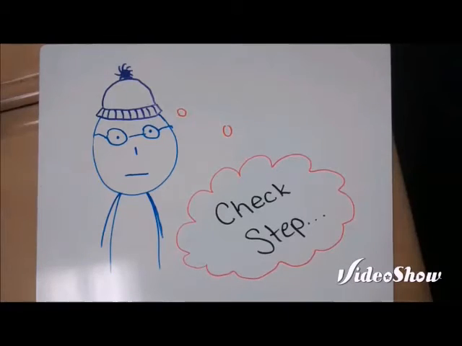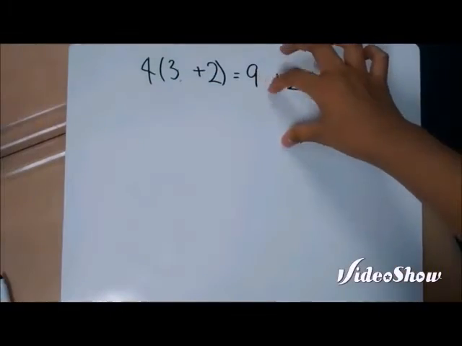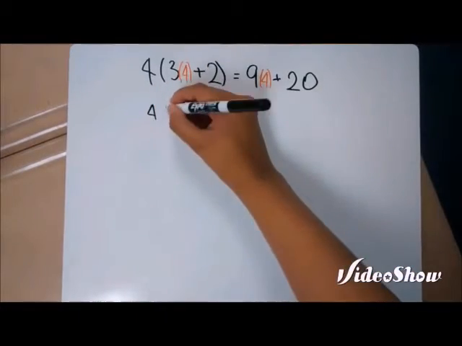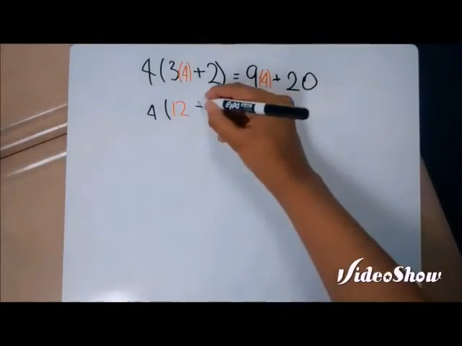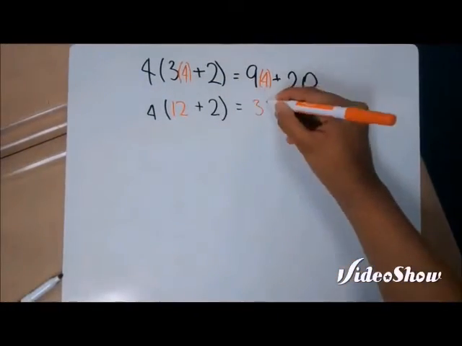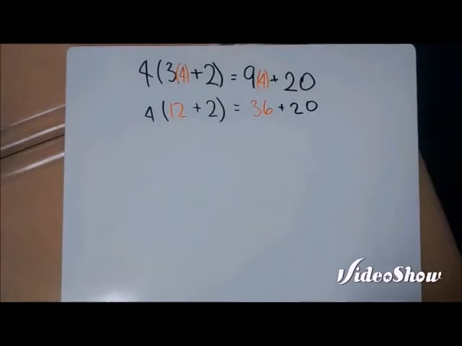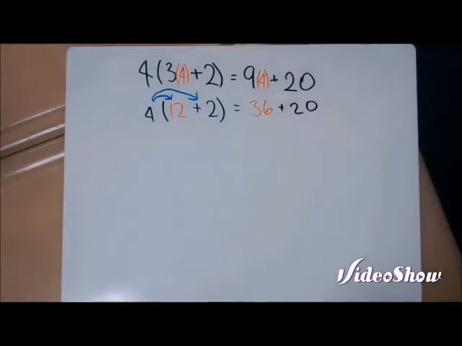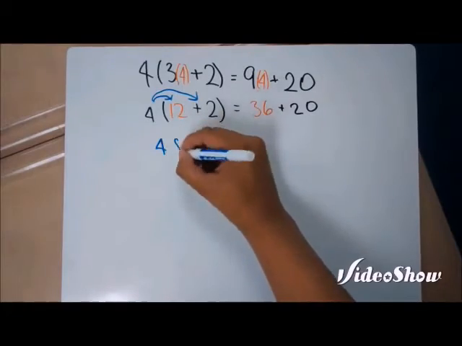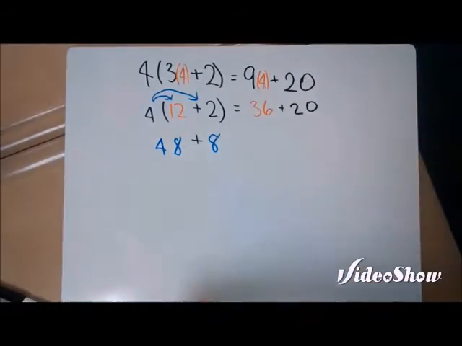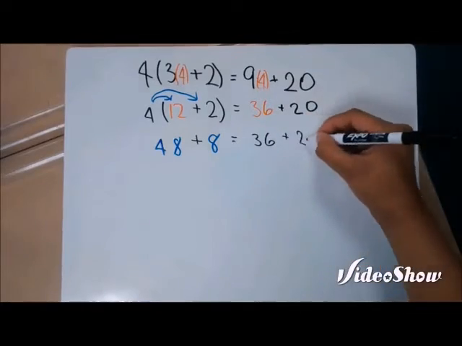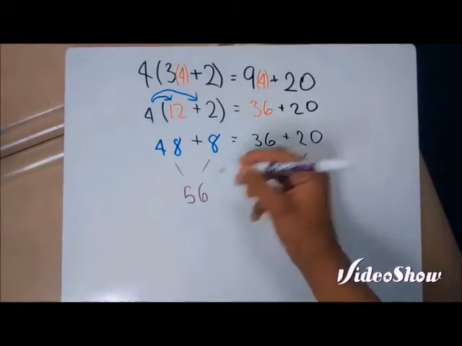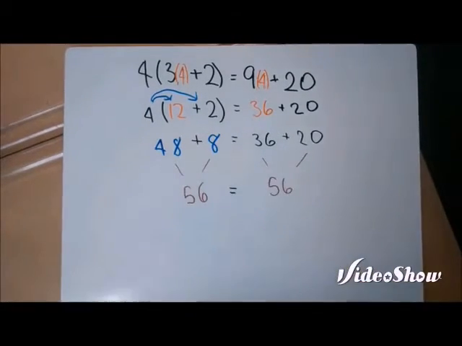To check your answer, you have to do the check step. You start off by plugging in your answer into wherever x was. After that, you solve everything in the parentheses. Distribute 4 to each term in the parentheses to get rid of them. Combine like terms on both sides, and if this final answer is correct, your check step is a success.